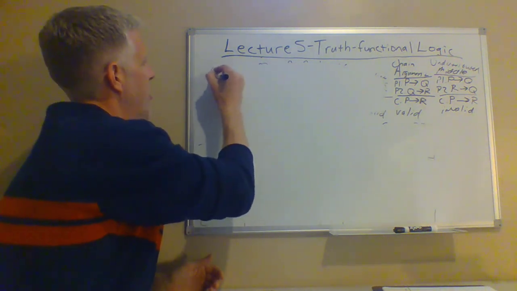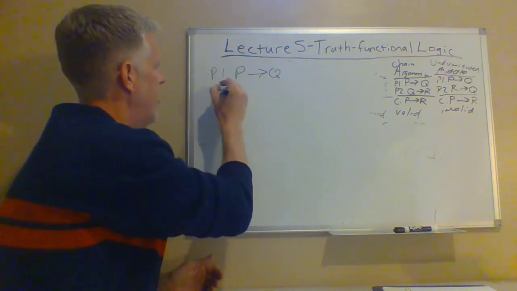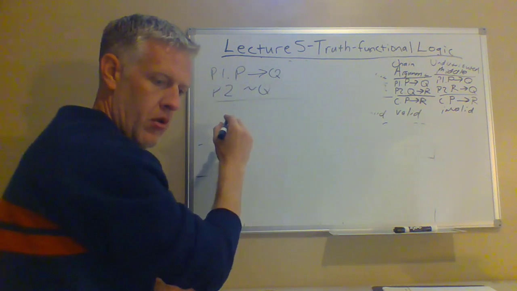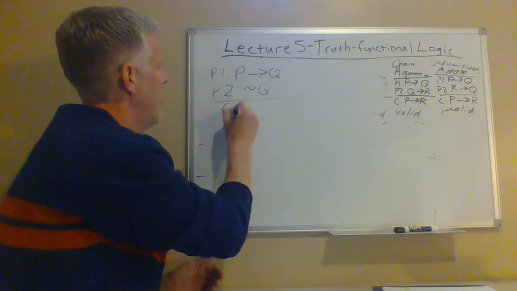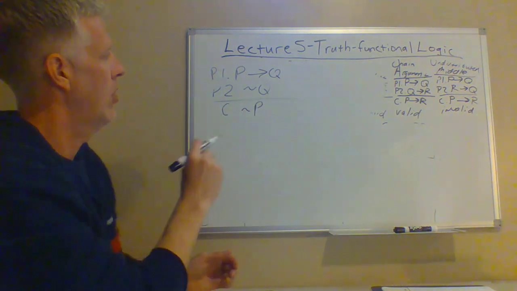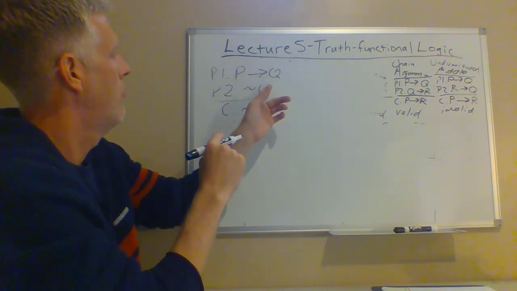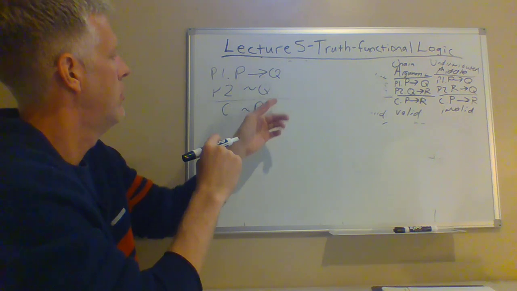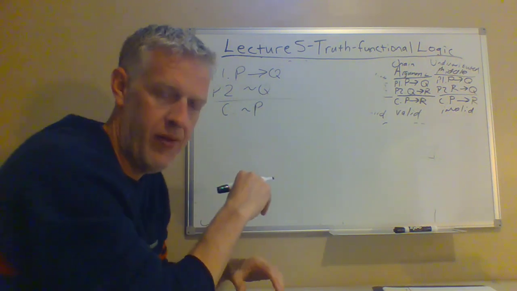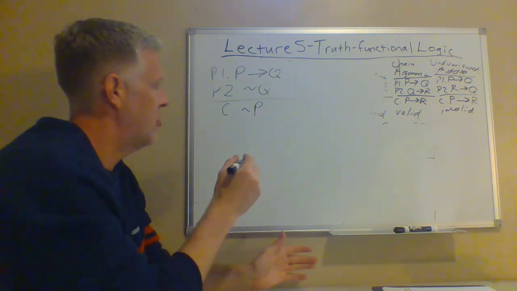So premise 1: if P then Q. Premise 2: not Q. Conclusion: not P. What is this, just Modus Tollens, I think? If Paul goes, Quincy will go. Quincy won't go, so we know Paul won't go, right? That's a valid form. We know that ahead of time. This is Modus Tollens. But let's try to do it using the short truth table method.